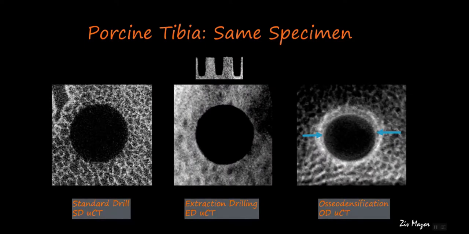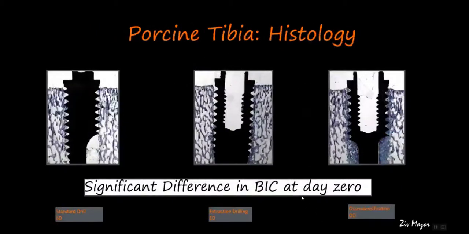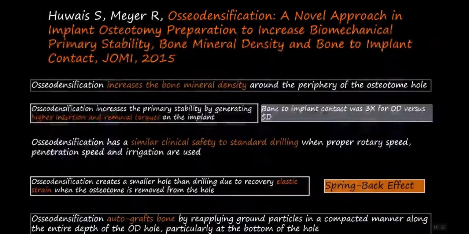Because of the spring back effect, we have a narrower osteotomy. This is why we have more stability and we have 3 times more bone to implant contact at day 0, as you see on the right hand side. All those parameters were published in the JOMI in 2015 by Salah Huwais, and you can look it up and see all those facts.